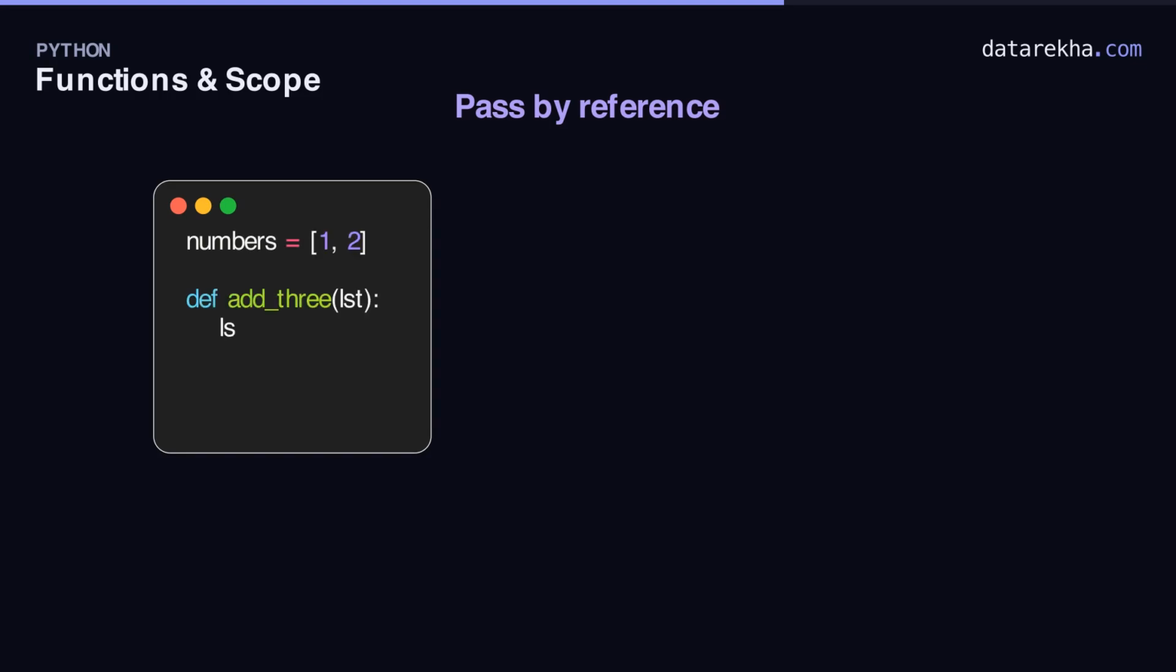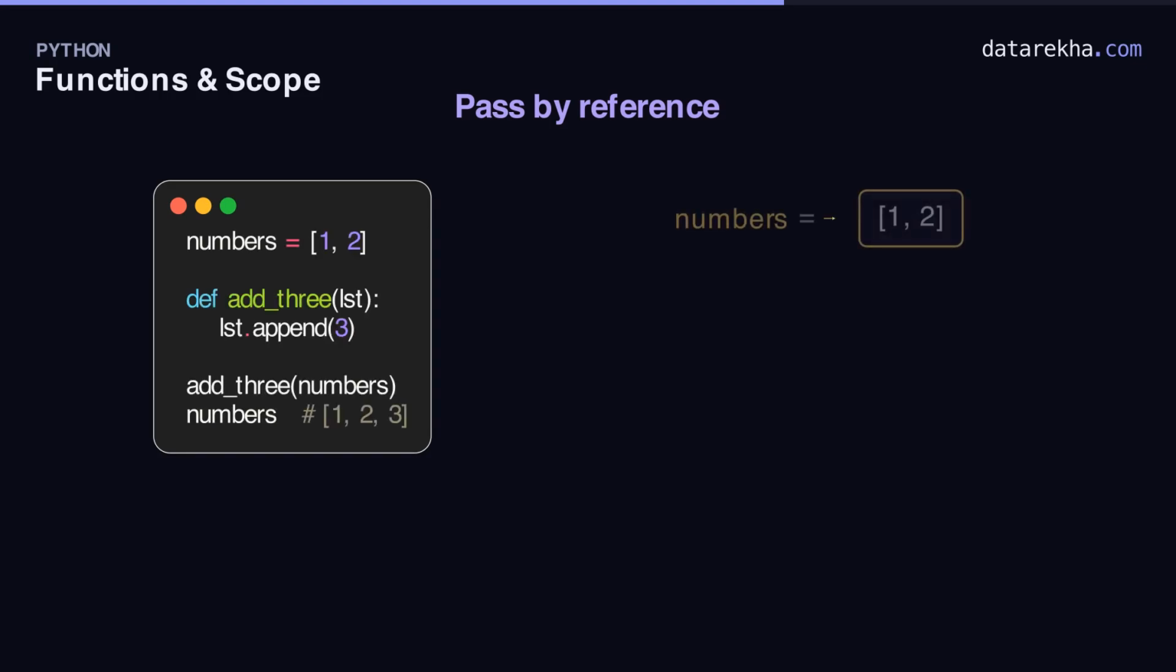Now a list, and everything flips. numbers points at the list [1, 2]. Lists are mutable. You can change their contents in place. Call add3 of numbers. The parameter lst points at the exact same list. Two names, one object. There is no copy.